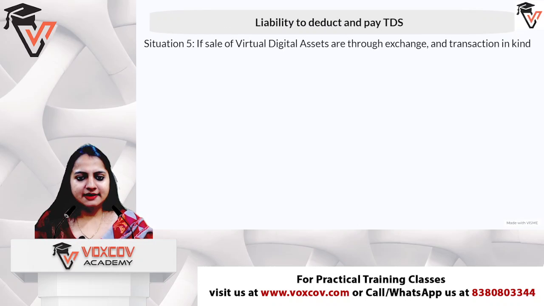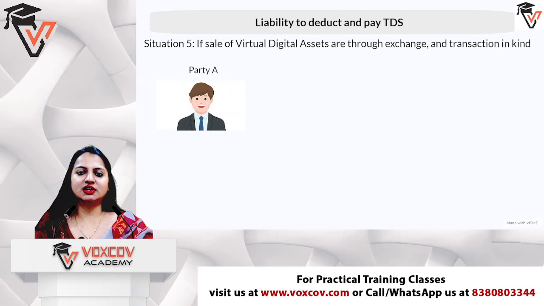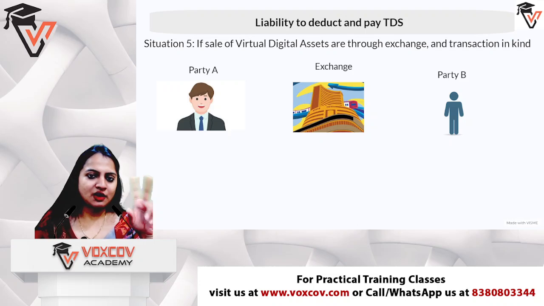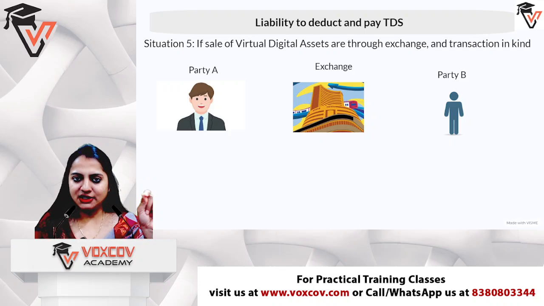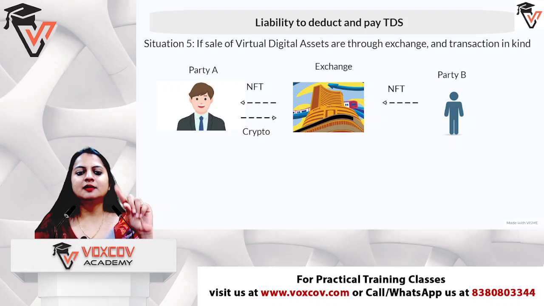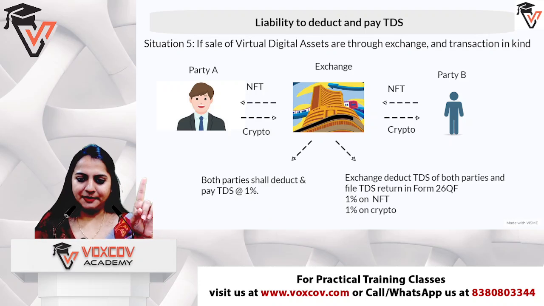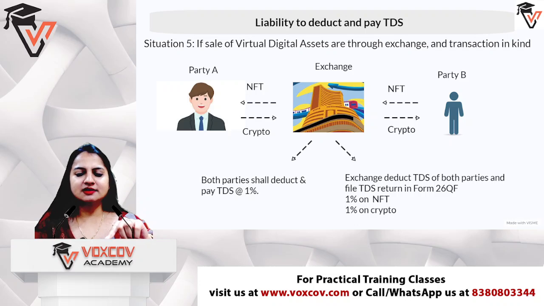Then the next case is if the sale of virtual digital assets is through an exchange but the transaction is in kind. Now there is a party A and a party B, but no financial amount is involved. Party B is providing a non-fungible token. In return, party A is giving his crypto through the exchange to party B. So both the parties shall deduct TDS at the rate of 1%, and if the exchange is deducting, then TDS of both the parties needs to be deducted in form 26QF, 1% on NFT and 1% on crypto.